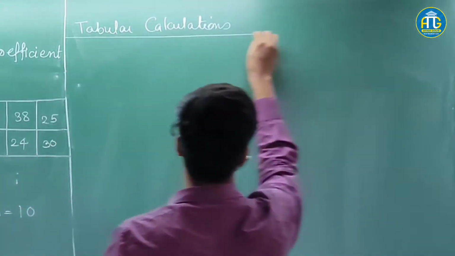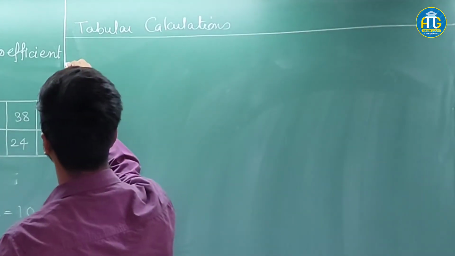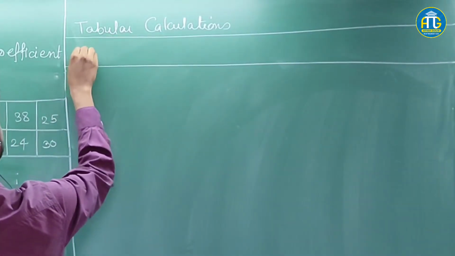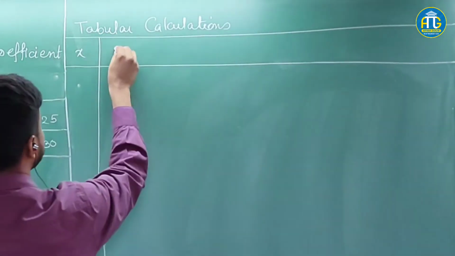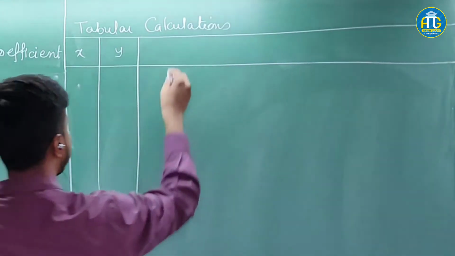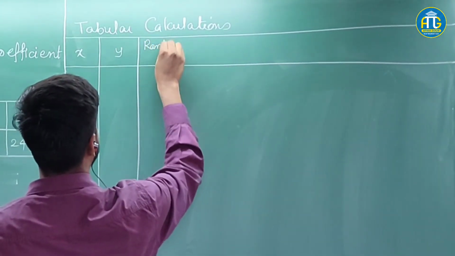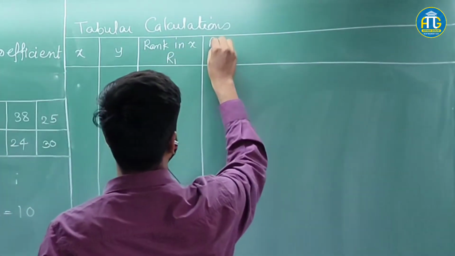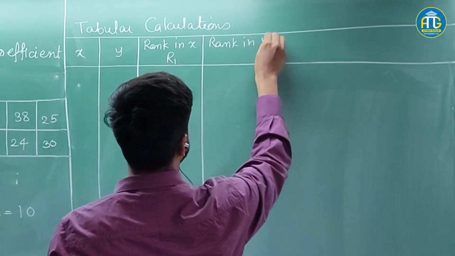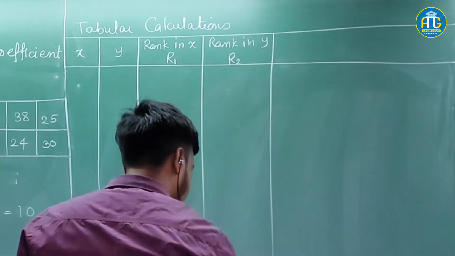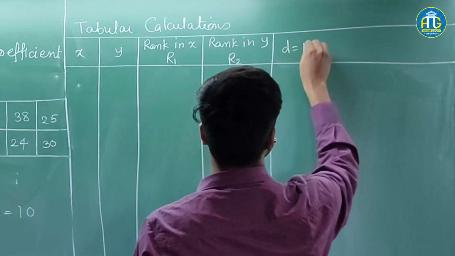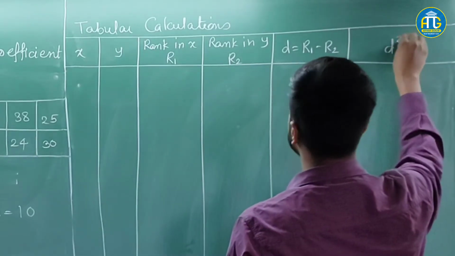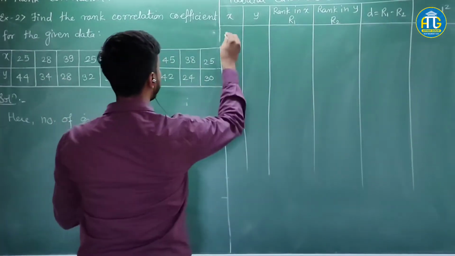So let us have this. First one is the value of x, then we have the value of y, then we have rank in x, that is R1, then we have rank in y, that is R2, then we have d as R1 minus R2, and at last we have d squared. Okay, so substitute these values now.